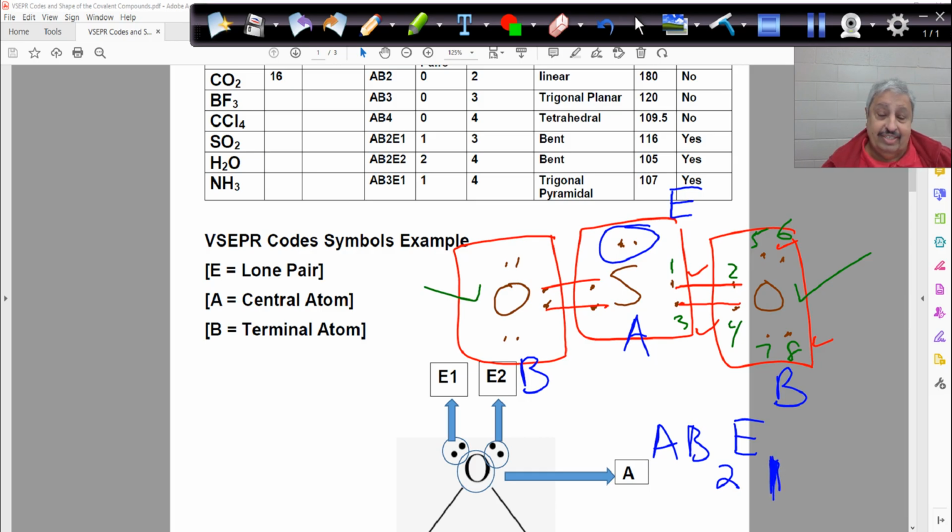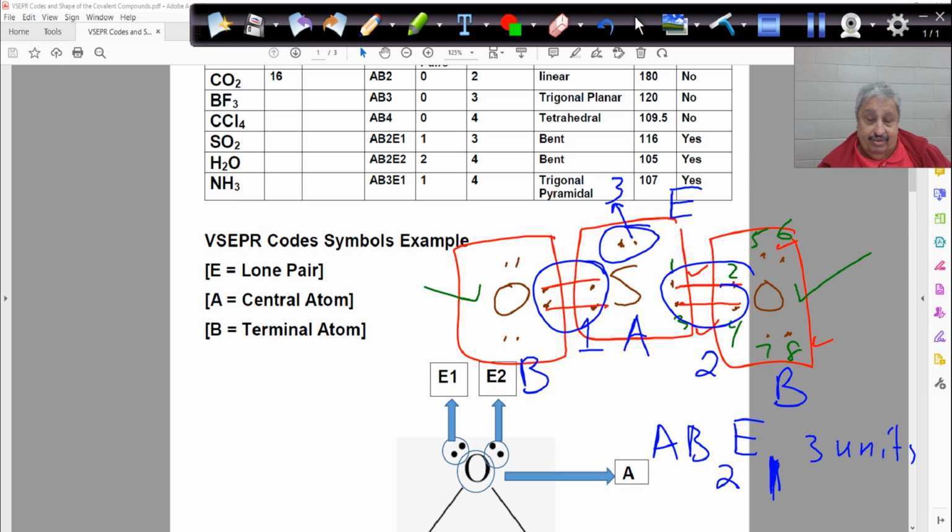So now look at this. How many zones, or units, or groups do we have? How many? 3. 1, this is a double bond. 2, another double bond. And the lone pair, number 3. So this is 1, this is 2, this is 3. Units or groups or zones, correct? Now, I come here with this AB2E1. I need to get the shape.